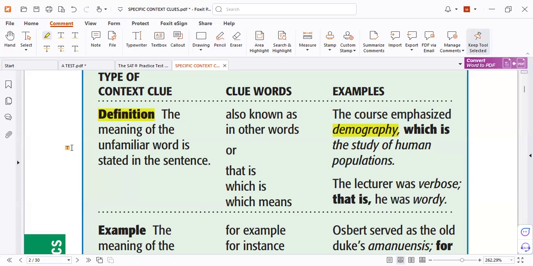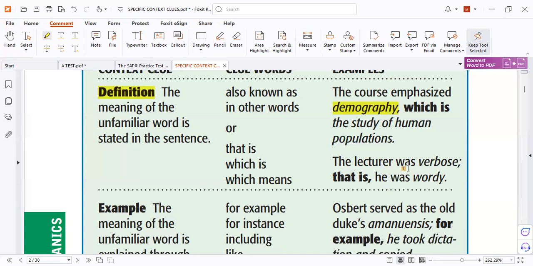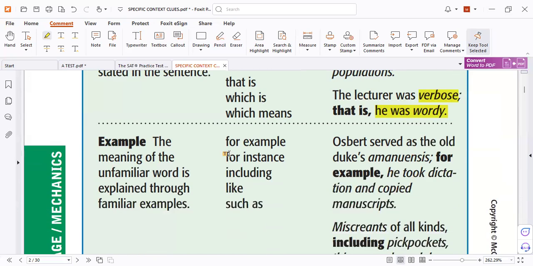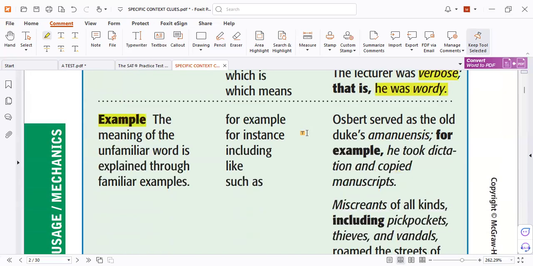Now again, the lecturer was verbose. He said that means he was wordy. He was wordy according to the writer, not general in English. So he said that. So this is the technique of definition. And the next technique is example. We give you an example to make it clear. Like that, we need to know what it means.